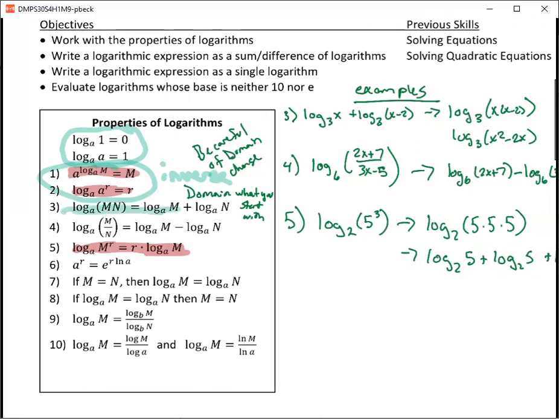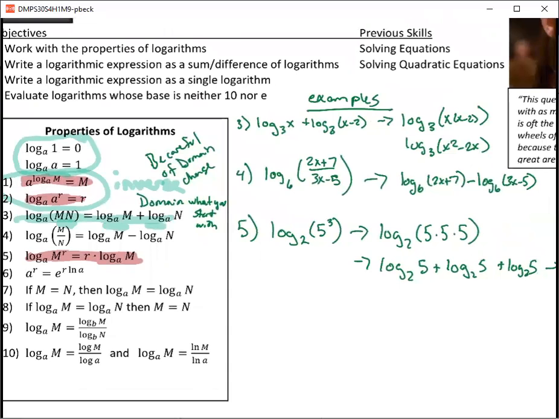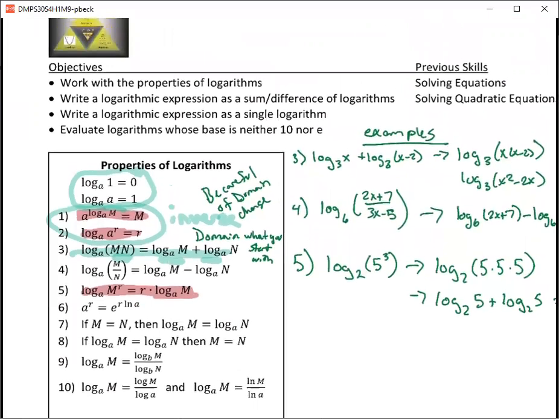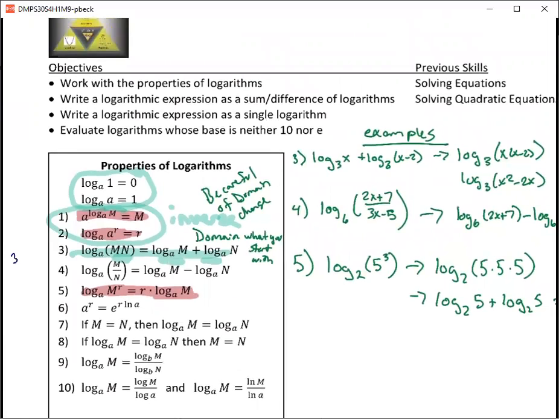Property 3, which I have right here: the multiplication of my anti-log turns into addition of the logarithms. That actually corresponds to what we did with exponential functions. If we have 3 to the x times 3 to the y, because those are the same base, we can add the exponents. Well, logarithms are exponents, so we are adding the exponents by multiplying the anti-logs together.